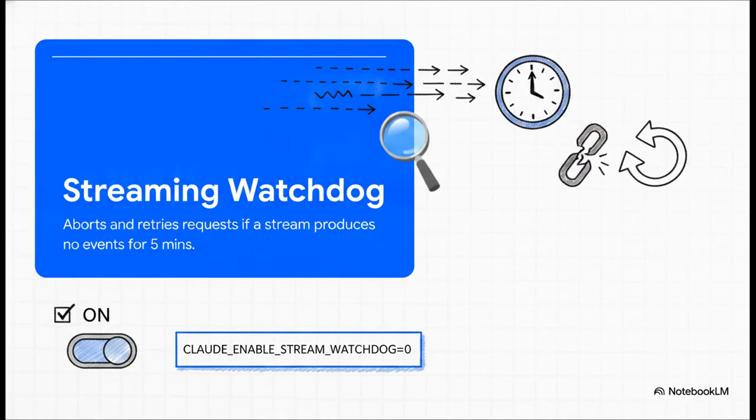We also have an awesome update to the streaming watchdog. This is an idle watchdog that automatically aborts and retries requests if a response stream just sits there and produces 0 events for 5 straight minutes. The big takeaway here is that this is now turned on by default across all providers, which totally prevents your terminal from hanging indefinitely. But hey, if you prefer the old way, you can still easily disable it using the environment variable.